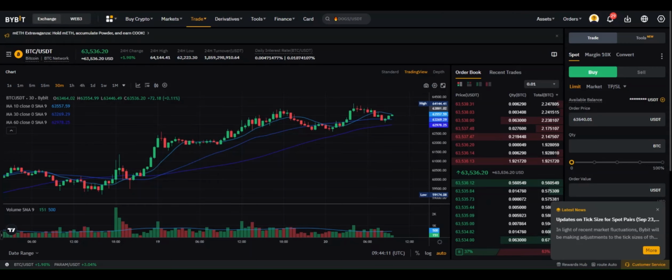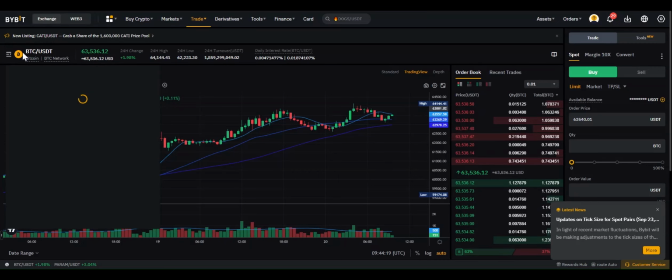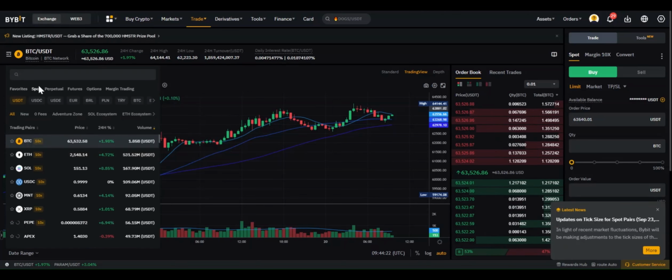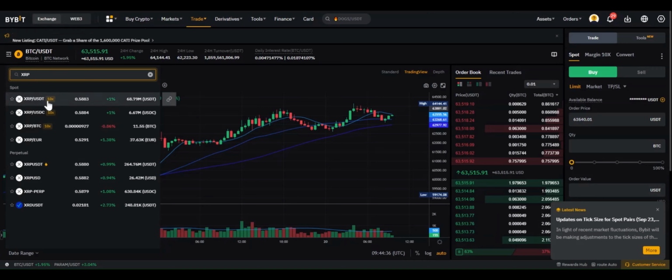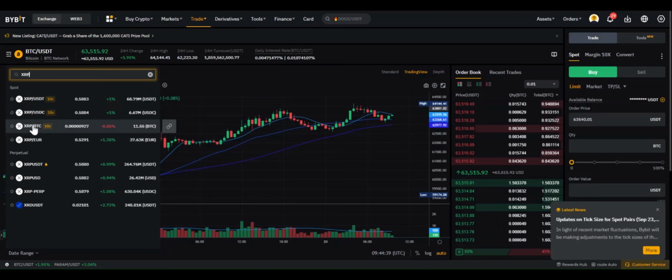So you want to insert the pair you want to trade right here. So assuming I didn't want to trade Bitcoin, I wanted to trade say Ripple, right? Then I would find all the pairs with Ripple. So Ripple Euro, Ripple Bitcoin, Ripple USDC, Ripple USDT. Most traders prefer USDT and USDC pairs because USDT and USDC are stable coin pairs.